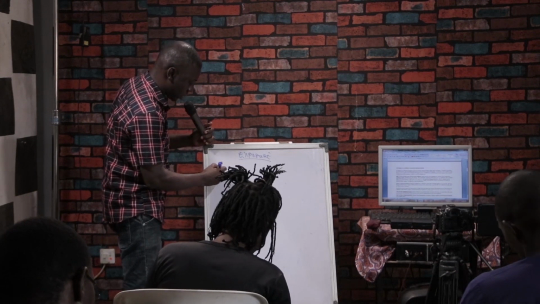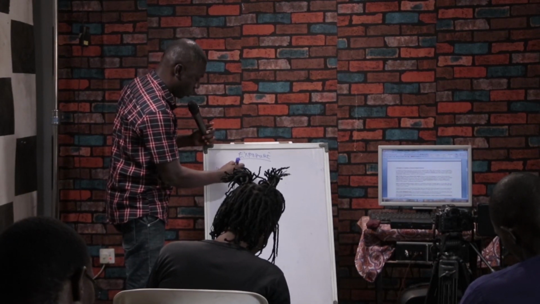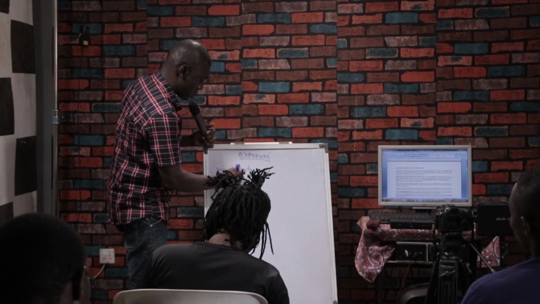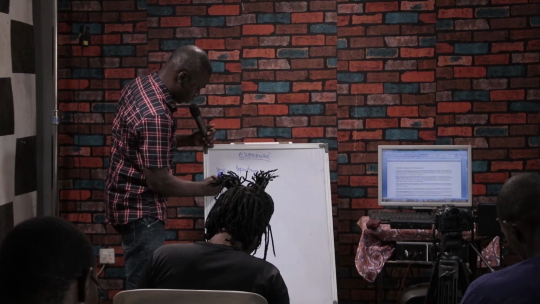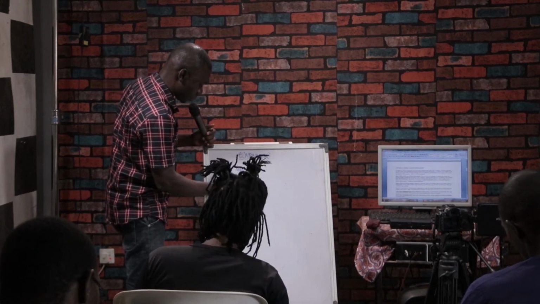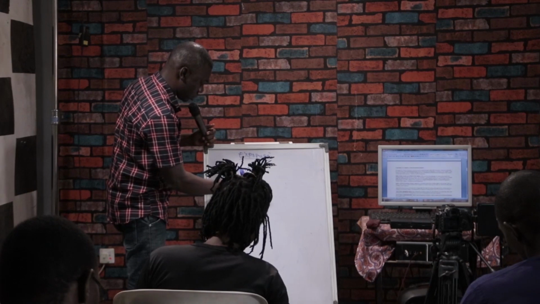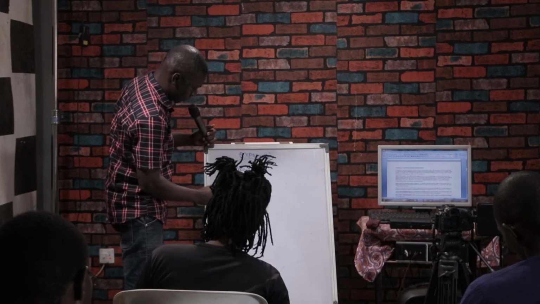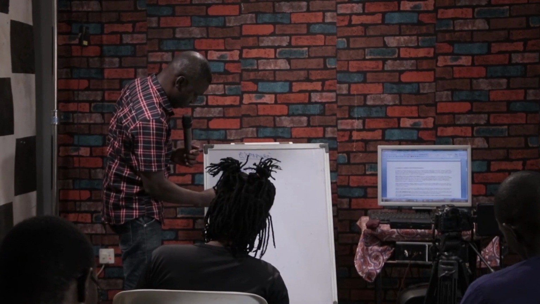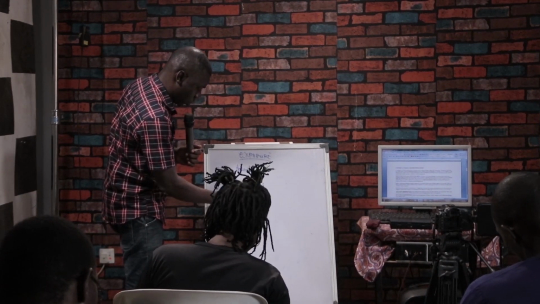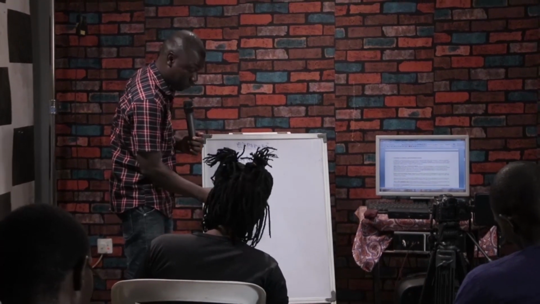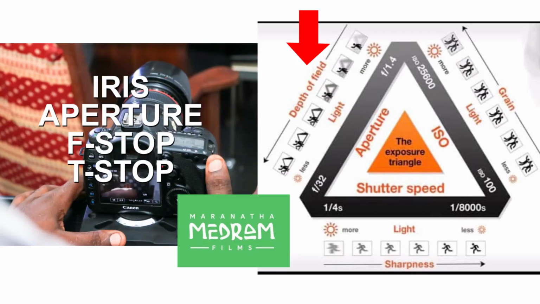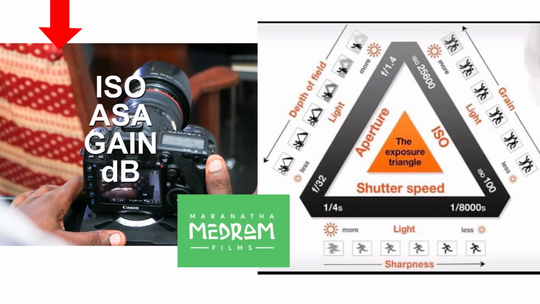The first one is iris. Most photographers call it aperture. The second one is shutter speed, or you can call it shutter angle. And the third one is gain. You can also call it ISO in some cameras, DSLR cameras, and some cameras call it ASA. These are the three ways by which you can expose your camera.